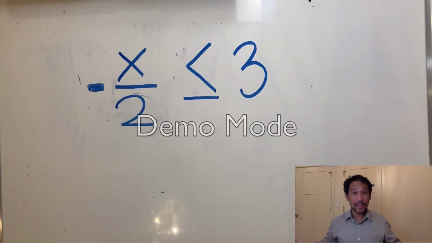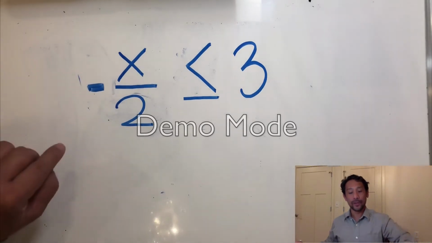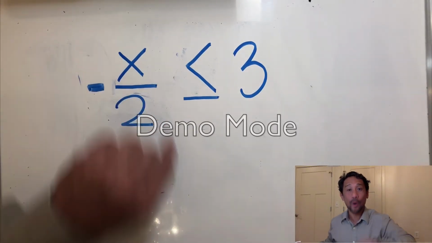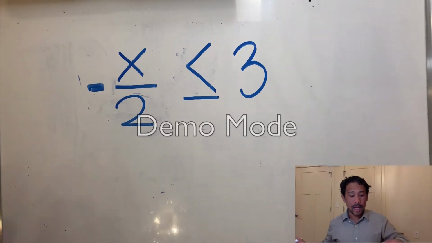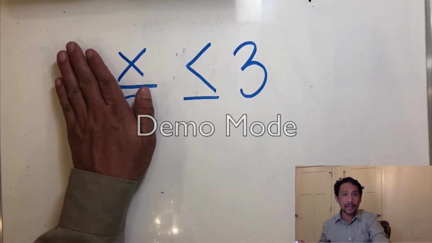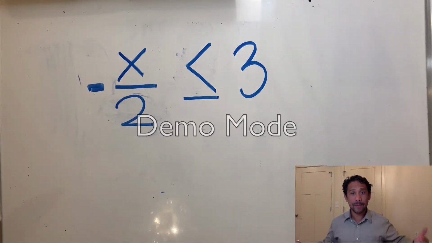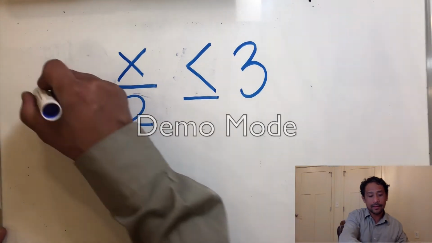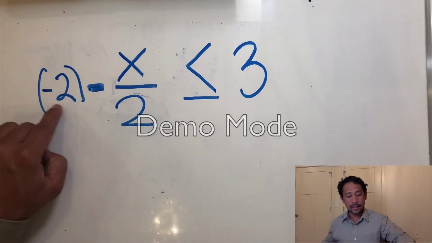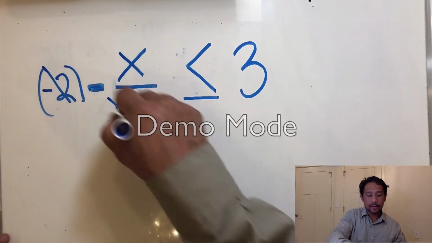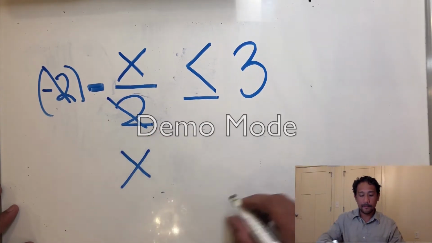Up next, we have the same problem, but this time I have a negative x over 2 is less than or equal to 3. How do I do this? Same rules apply. I have to still isolate the x. But since this is a negative, I have to multiply this by a negative to cancel out that negative. So I will multiply by a negative 2. Now this cancels out. But since this is a negative, I will have a positive x.